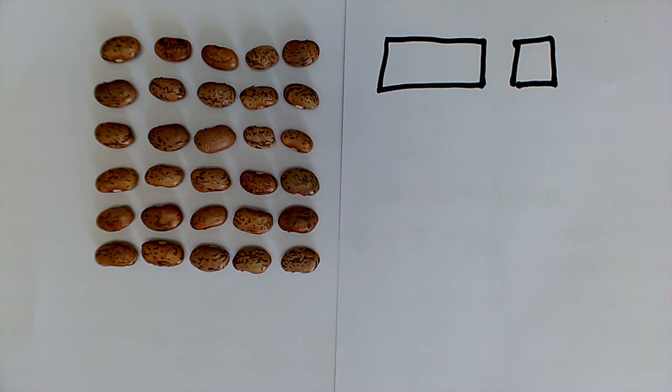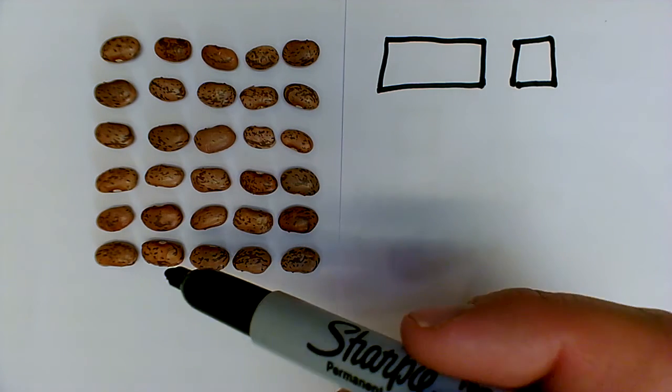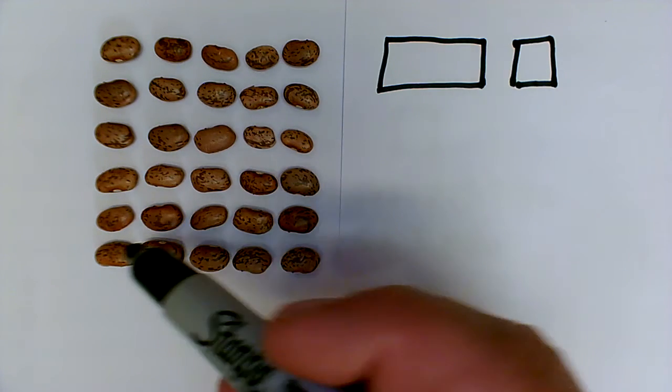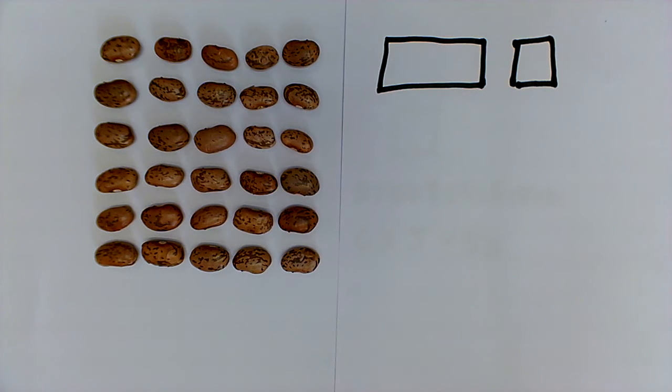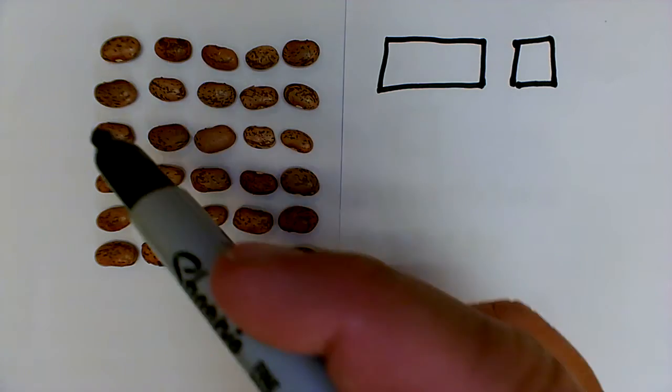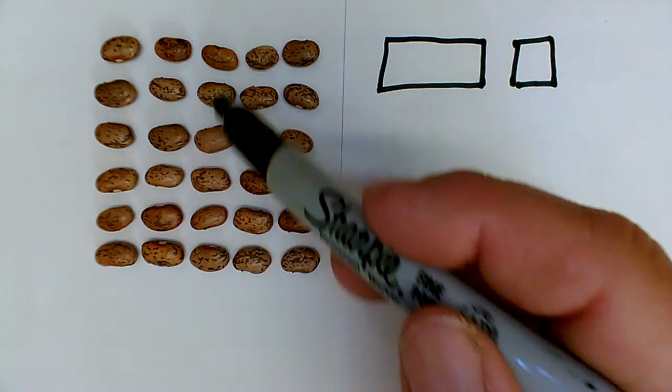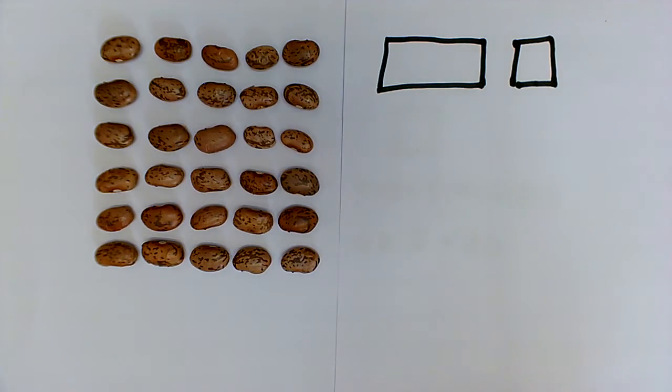We can write number sentences for these arrays. So we can use repeated addition or multiplication for these number sentences. Let's take a look. Where would we start? We take a look at the number of rows that we had. And we already determined that we have 1, 2, 3, 4, 5, 6 rows. Okay. Then we're going to take a look at the columns. We have 1, 2, 3, 4, 5 columns.